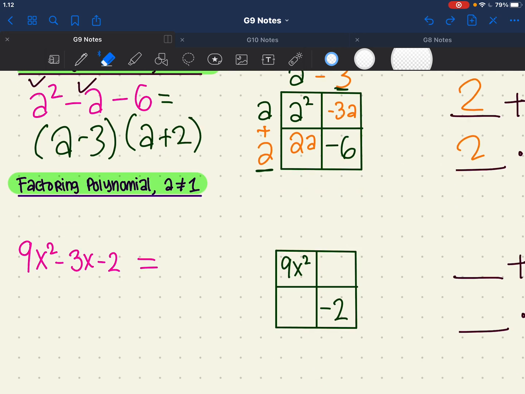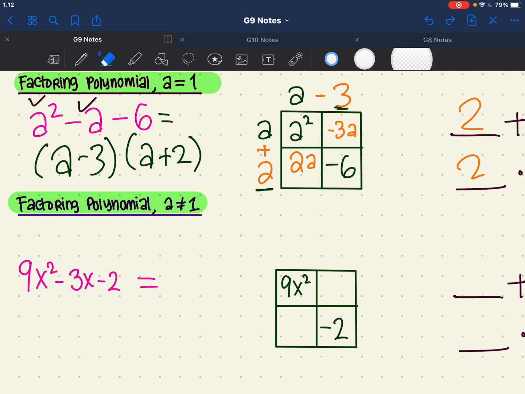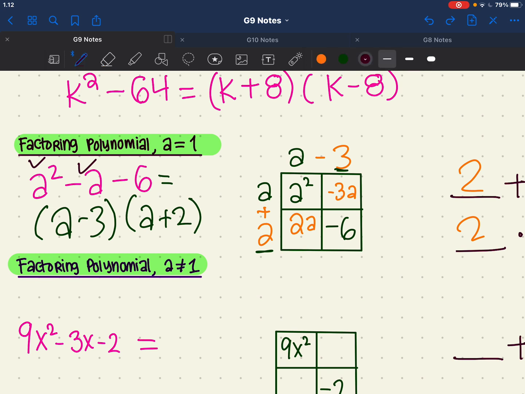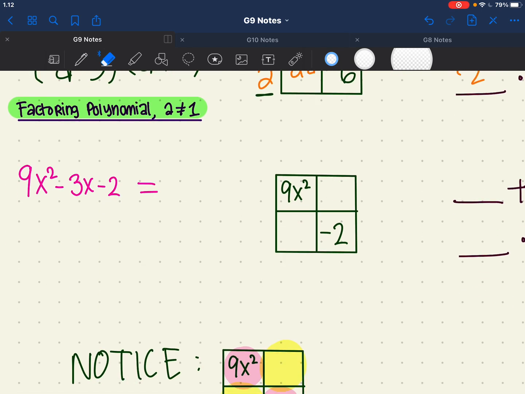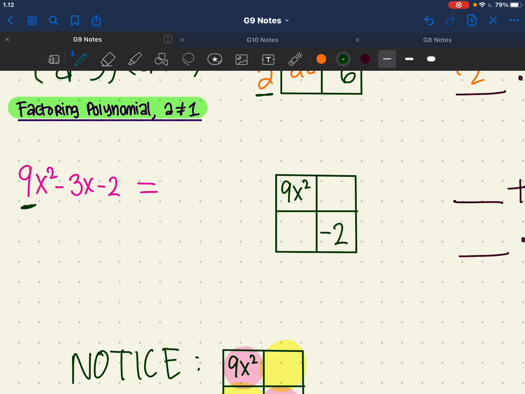Okay. Alright, so that was factoring a trinomial when a is equal to 1. A is in this case, because the generic form of a trinomial is ax squared plus bx plus c. A is the coefficient of the first term in front of the x squared. Okay. Alright, so what if a, or the first term of the trinomial, is not equal to 1?